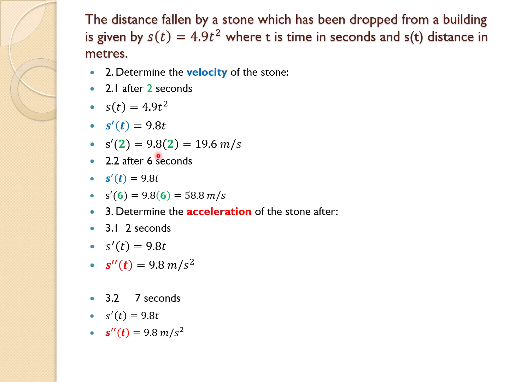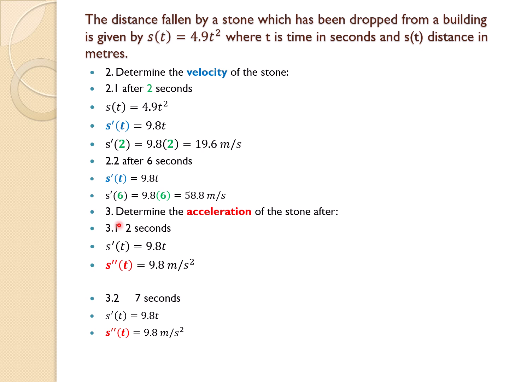So those of you doing physics should understand that gravitational acceleration is 9.8 meters per second squared. Say after 6 seconds, again first derivative, 2 times 4.9 gives me 9.8, and 2 minus 1 gives me t. So if I put in 6, 9.8 times 6 gives me 58.8 meters per second.